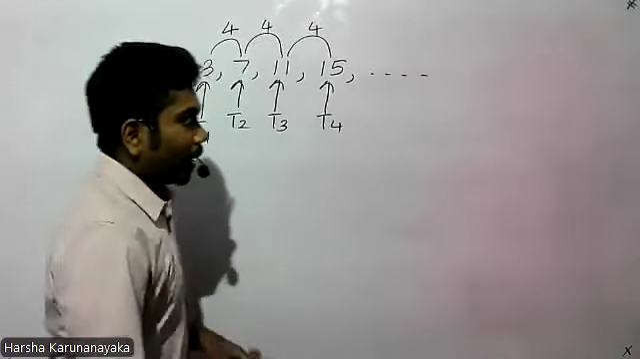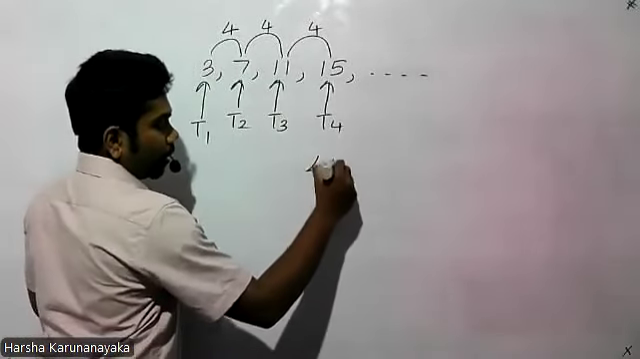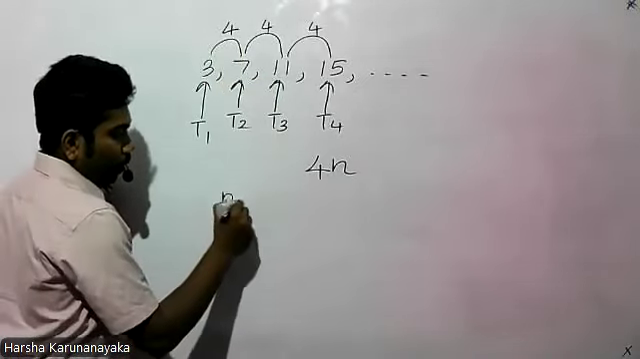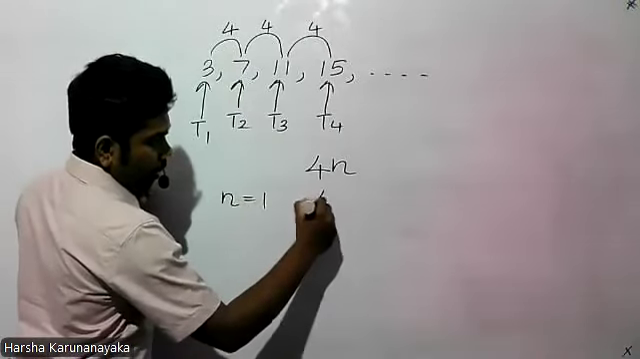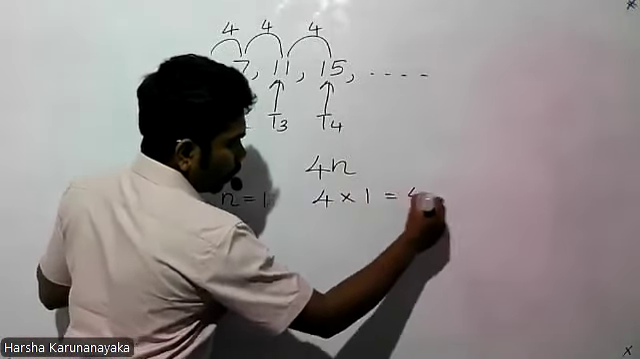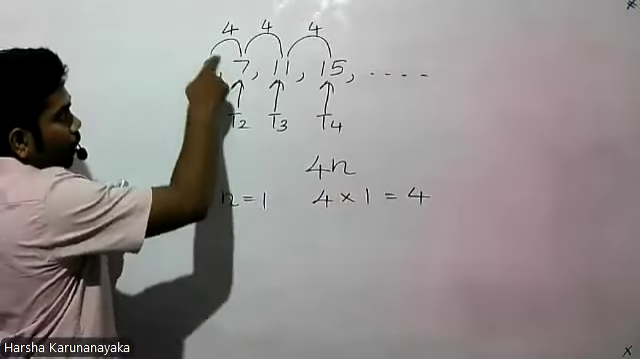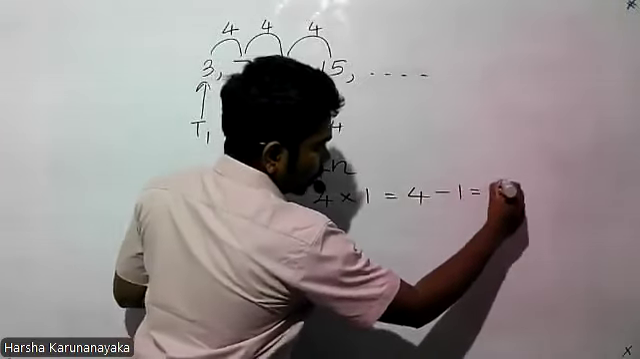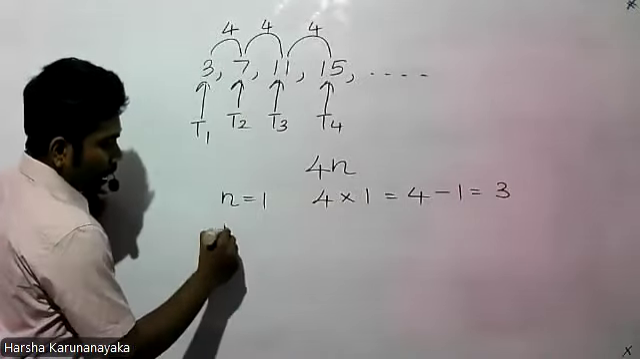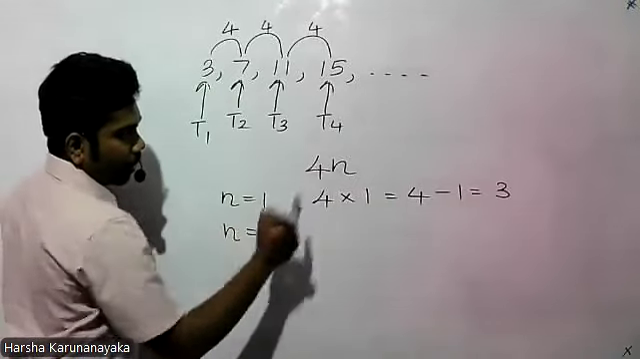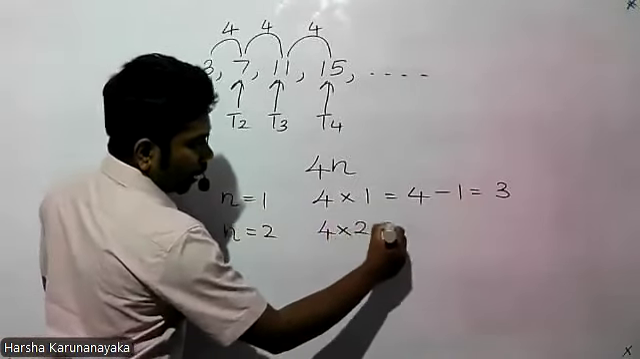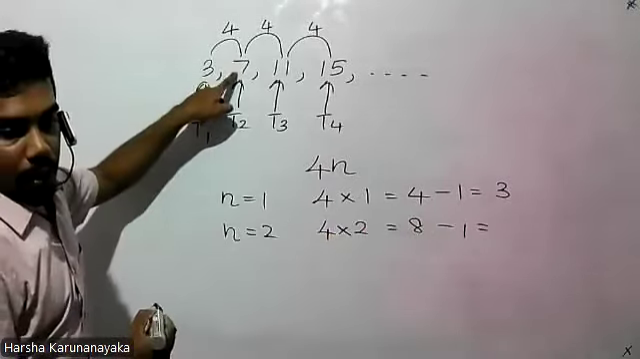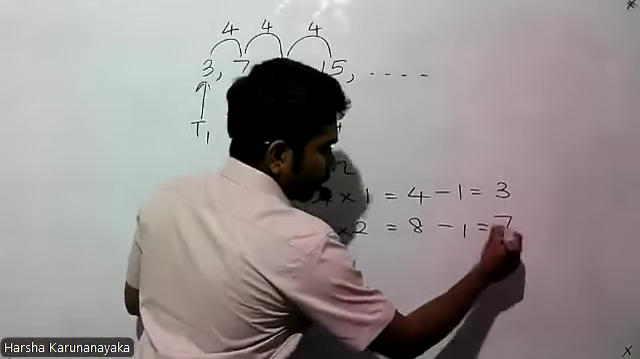Okay. Now I write the general term as 4n because the common difference is 4. Now I give 1 for n. What is the answer? 4 times 1 equals 4. But our actual first term is 3. So we have to subtract 1 from here. 3. Now I give 2 for n. 4 times 2 equals 8. 8 minus 1. The actual second term is 7.